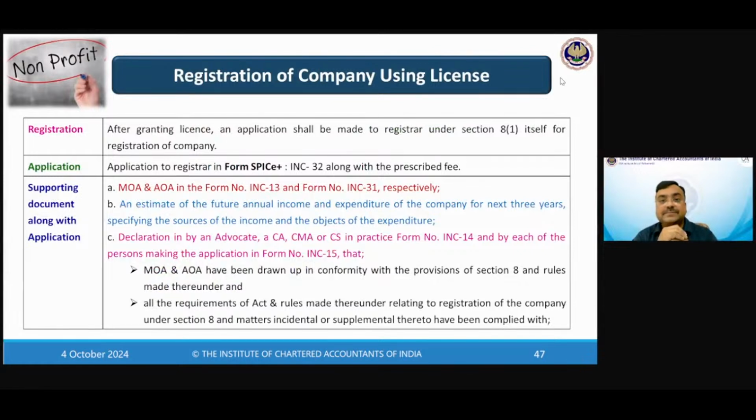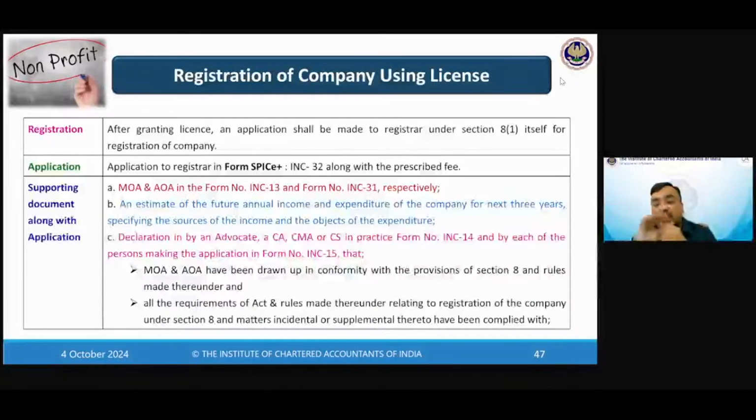Registration of company using license. First is registration. After granting license, an application shall be made to registrar, that is ROC, under section 8 subsection 1 for registration, and for this purpose application to be filed in form SPICe+ INC 32 with the prescribed fees. Prescribed fees means fees prescribed as per the rules.